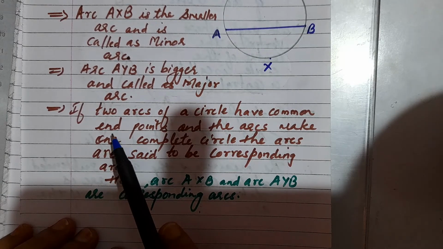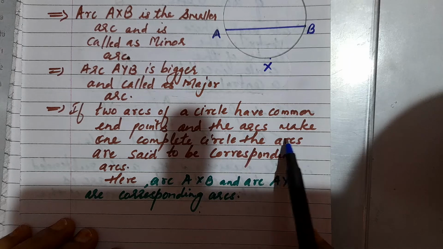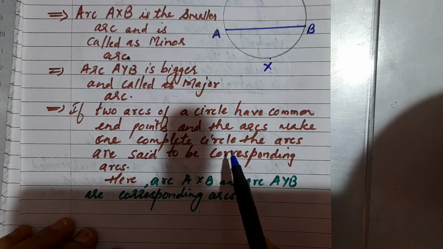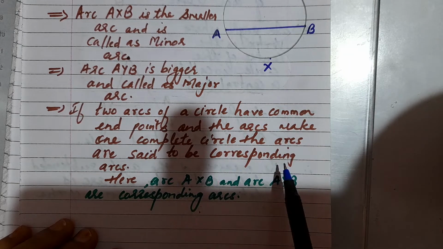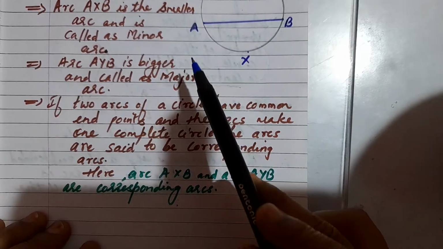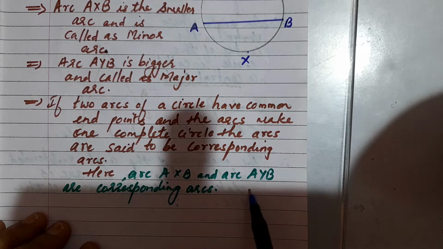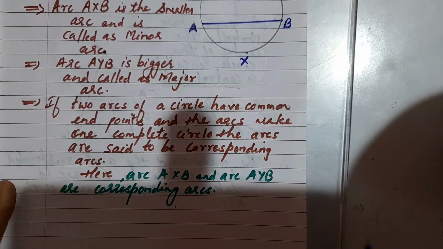So here I have written the point. If two arcs of a circle have common endpoints and the arcs make one complete circle, the arcs are said to be corresponding arcs. Here, the two arcs, arc AXB and arc AYB, are corresponding arcs.